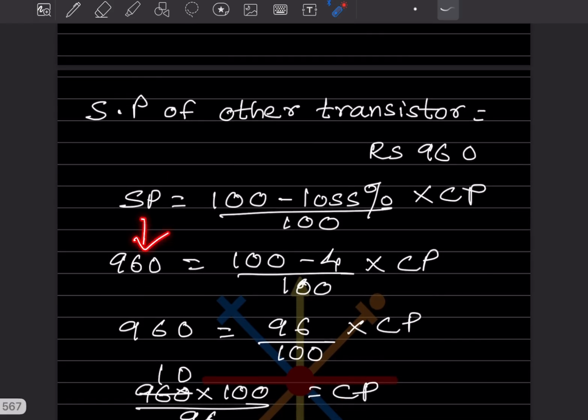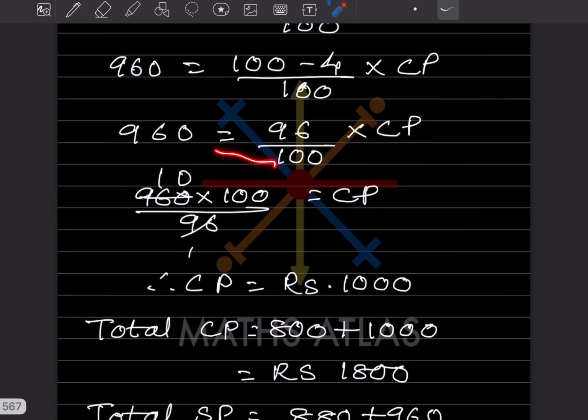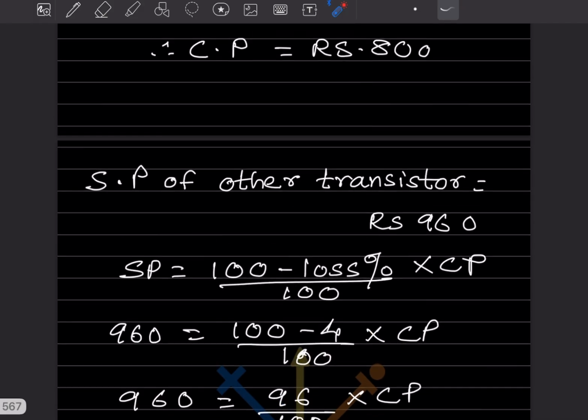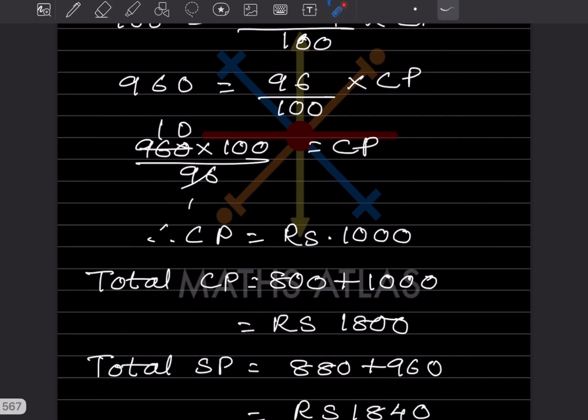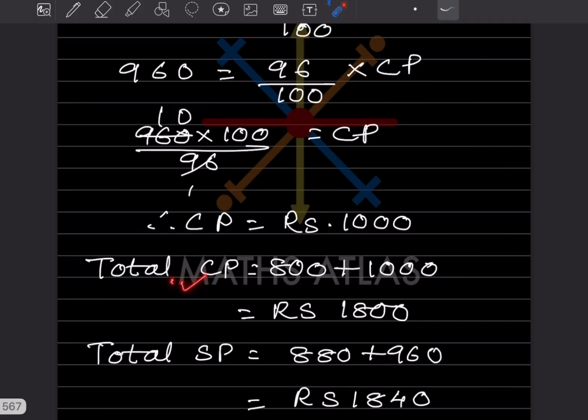So the selling price is 960 given. 100 minus the loss, given as 4%, divided by 100 into CP. So 960 is 96 by 100 into CP. This will go here. That will be 960 into 100 divided by 96 is equal to CP, which is going to be 1000. So now you can see here the CP is 800 and here is 1000. So the total CP is 800 plus 1000, that is going to be 1800.